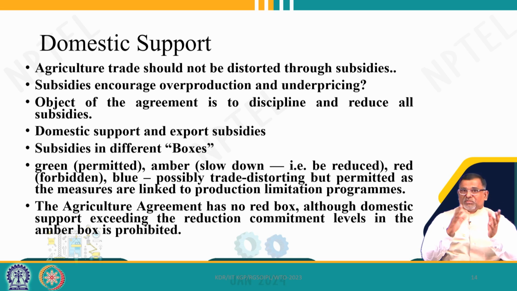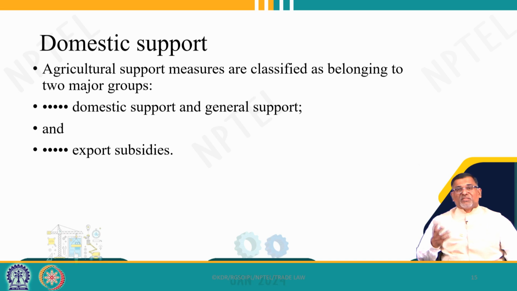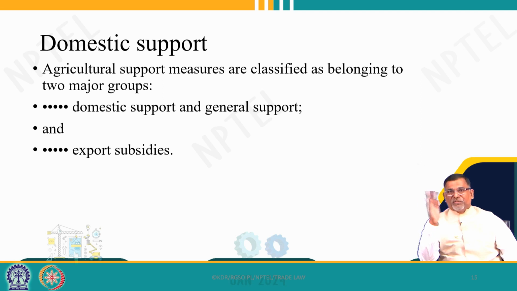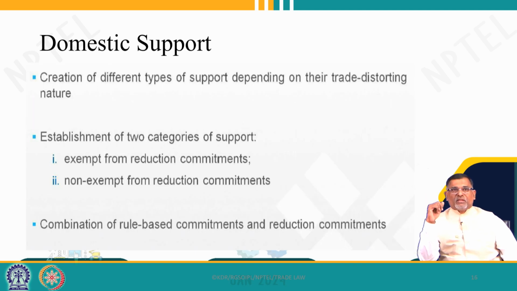So, the amber box beyond this particular level is prohibited, but there is no red box. So, we will see what these boxes are. That means these subsidies are divided into different boxes, and these boxes have different reduction commitments. We already have the presumption that these domestic supports are trade distorting, and this is to be reduced.